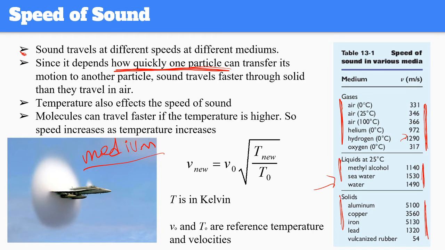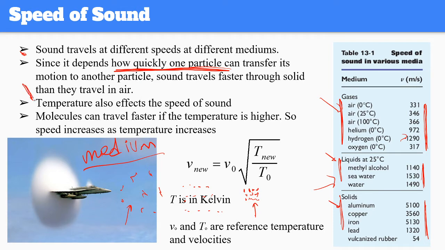Once you think about those different phases, gas, liquids, and solids: in gas, air molecules are really far away from one another. In liquids, they are a little bit closer, but in solids, they are right next to each other. Which means the transfer of energy in gases is going to take a longer time, but in solids it's going to be a lot faster. So that's why the speed in solids is going to be higher than in gases. But again, that's just a generalization. There are certain cases that don't apply to that rule.